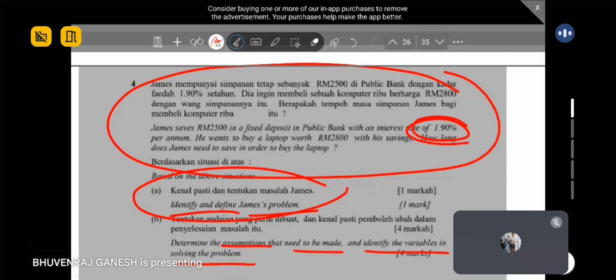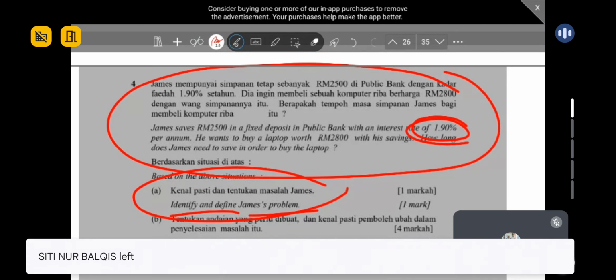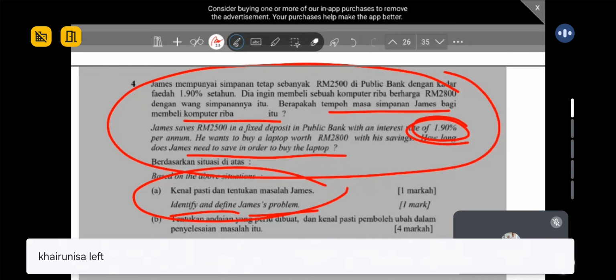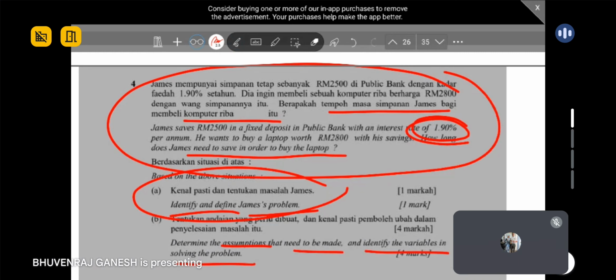Boleh faham tak, guys? Can you all understand? Sebab kalau kadar faedah berubah, berapa lama dia kena jimat untuk bayar laptop tu juga berubah kan? If your interest rate changes, confirm the amount you need or the time you need to save also changes. So that's why the interest rate cannot change. Kadar faedah tak boleh berubah.